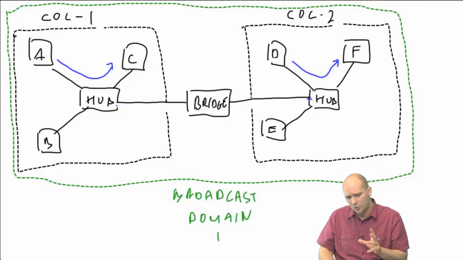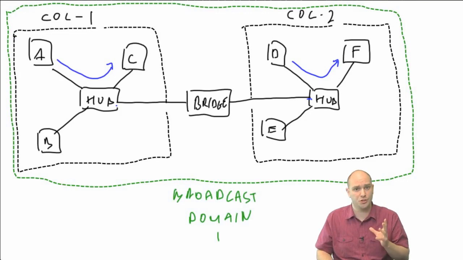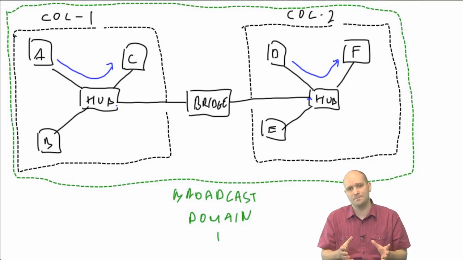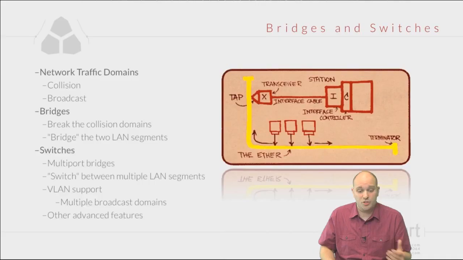What if I wanted to have more than just two collision domains? What if I wanted to have, say, 3 or 4 collision domains? How would I go about doing that? Well, I would need to have a bridge-like device that has more than just 2 ports, more than port 1 and port 2. Really, this is what switches are.